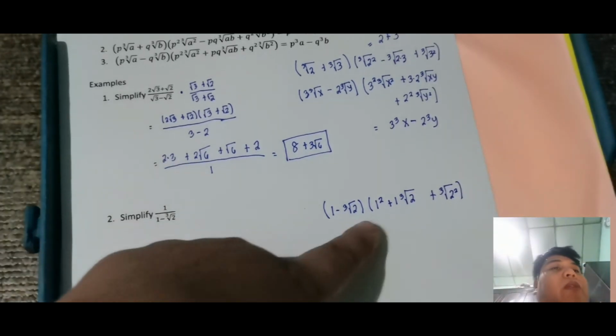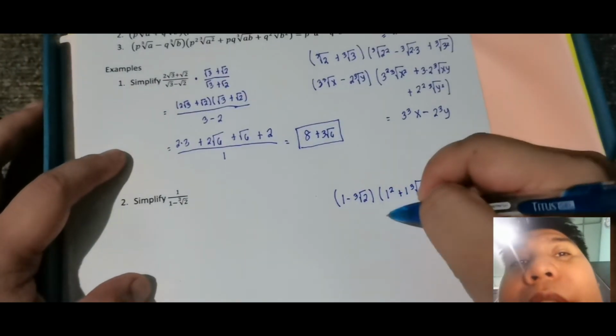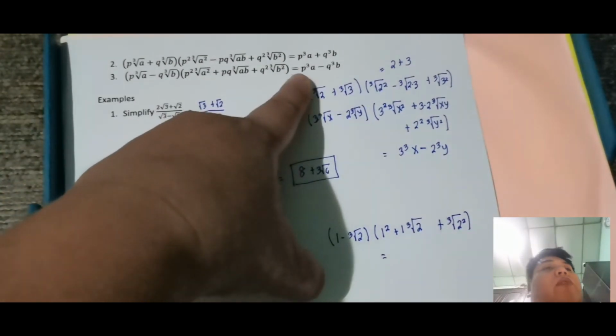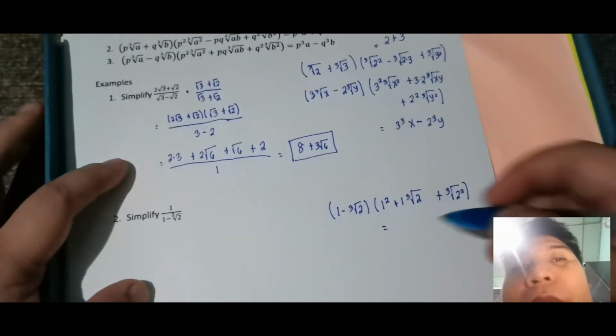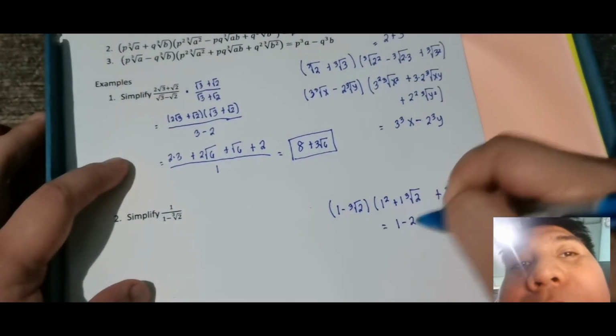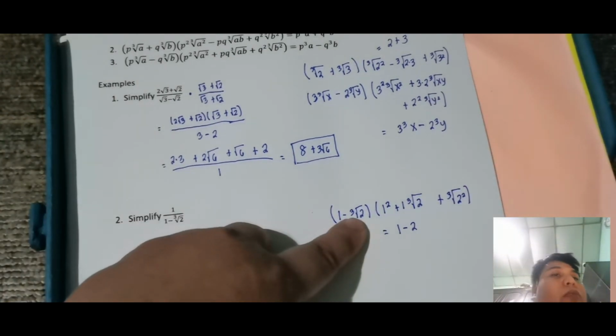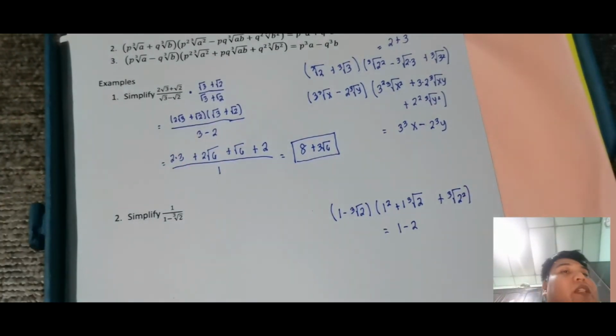So therefore, dito ko siya i-multiply. Ano daw result niyan? Ang result niyan is simply a cube minus b cube. So simply 1 minus 2. Kasi 1, mawawala lang yung cube root of 2, magiging 2 lang siya. Ganun lang kasimple ang sagot niyan.